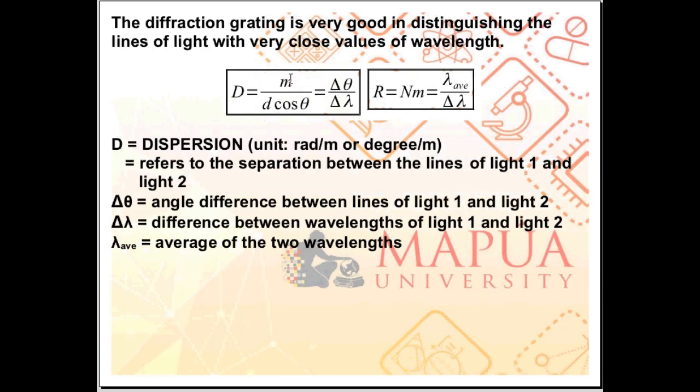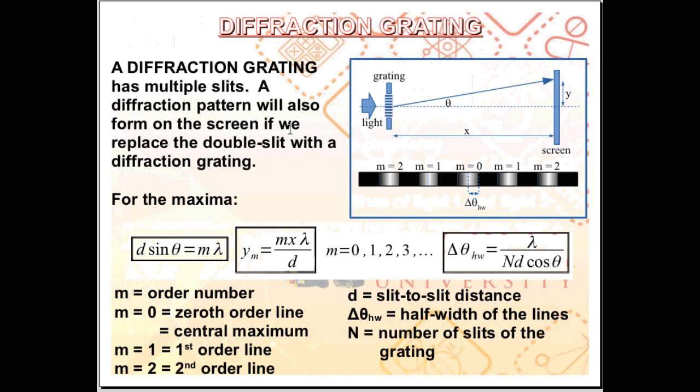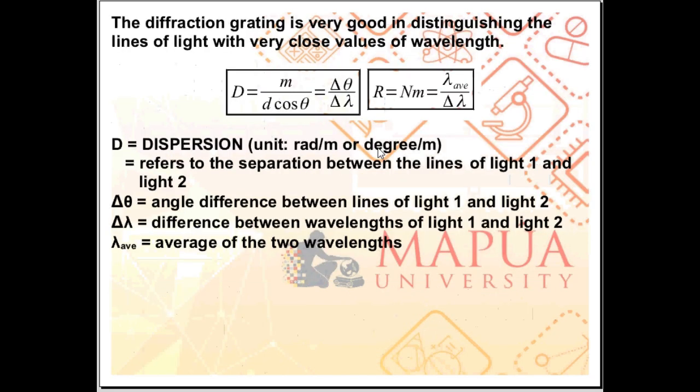The diffraction grating is very good at distinguishing the lines of light with very close values of wavelength. So if, for instance, two beams of light are incident on the grating, lambda 1 and lambda 2, the resulting diffraction pattern from the diffraction grating is very good in distinguishing the pattern of one light from the pattern of the other light, particularly if the wavelengths are very close in values.